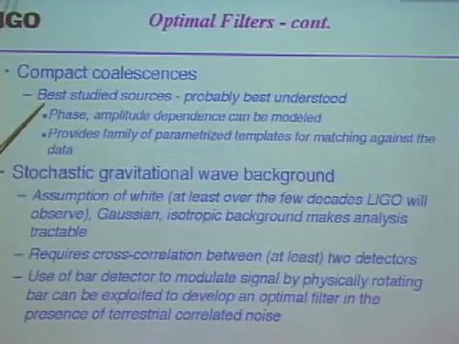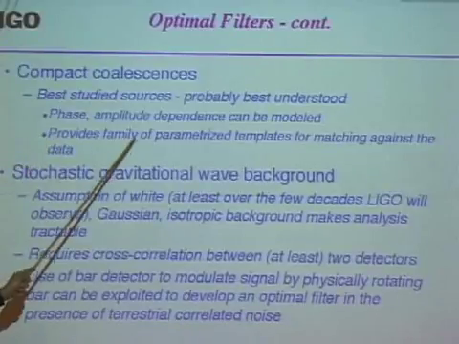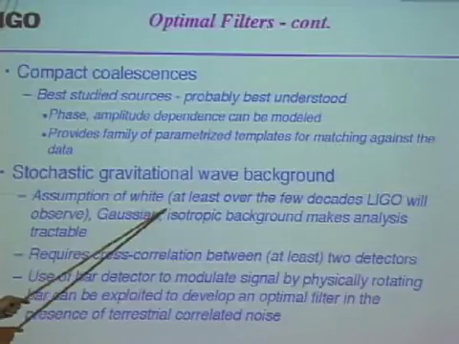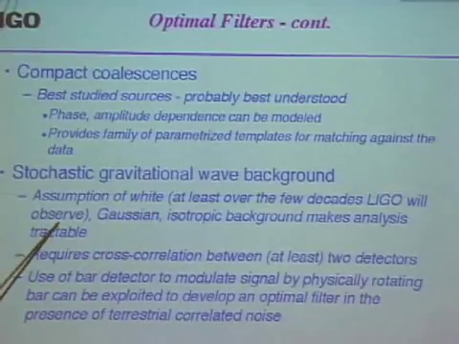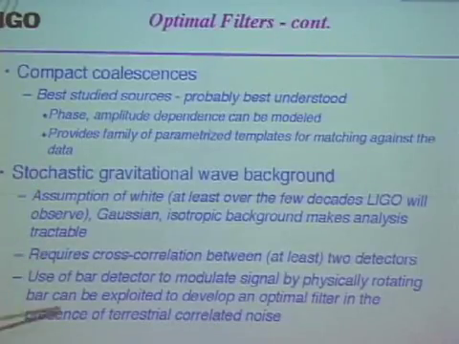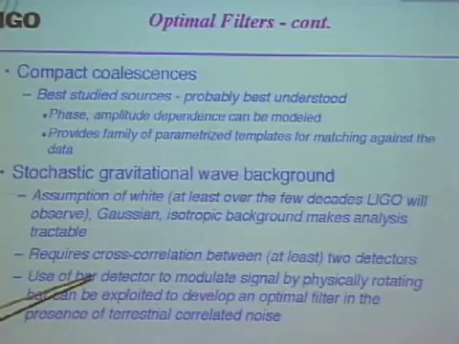The best studied sources are the inspirals, and we have many different analyses that provide us with phase and amplitude evolution for the signature, and we can cast these as a parameterized family of templates against which we want to match the data. For the stochastic background, you assume that the gravitational wave signal, at least over the few decades that we will observe, is Gaussian, isotropic, and white, and consequently you can come up with an optimal estimate of the cross-correlation that you would expect between a pair of detectors.